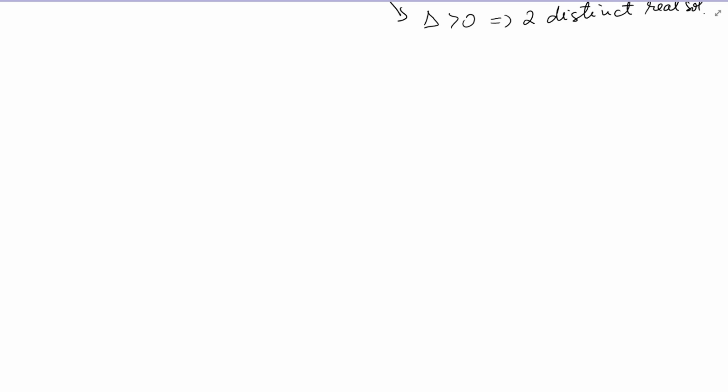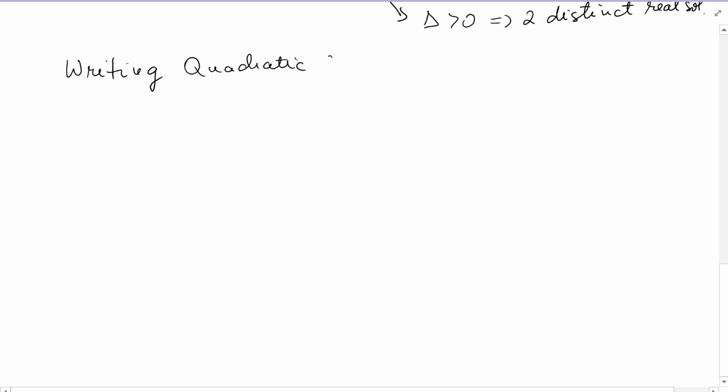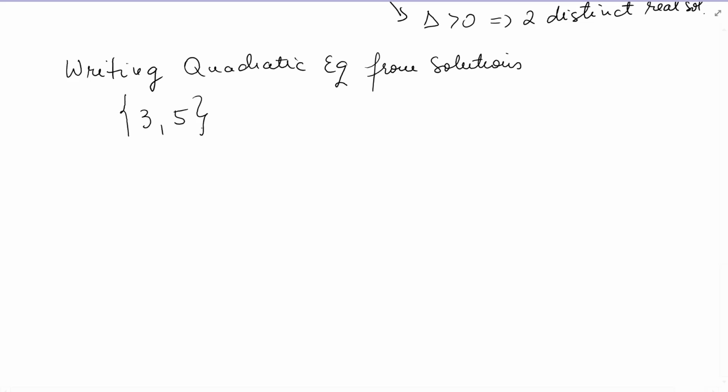Okay, and one more thing regarding quadratic equations. The other thing that I want to discuss with you is writing quadratic equations from solutions. So basically, let's go backwards. Let's say the equation has the solutions 3 and 5. I know that x equals 3 is a solution and x equals 5 is a solution, and I want to find the possible quadratic equation that can have those solutions.